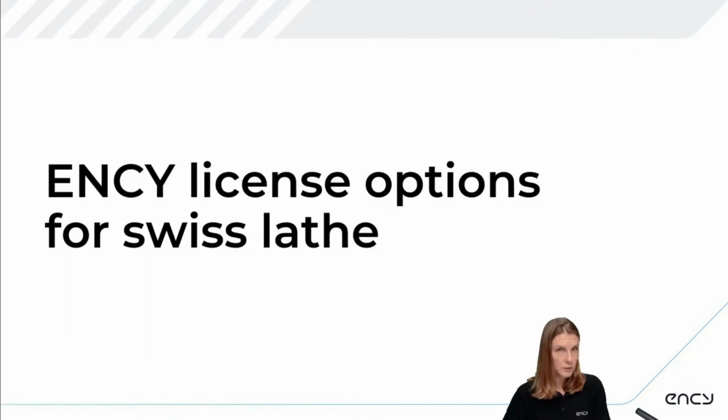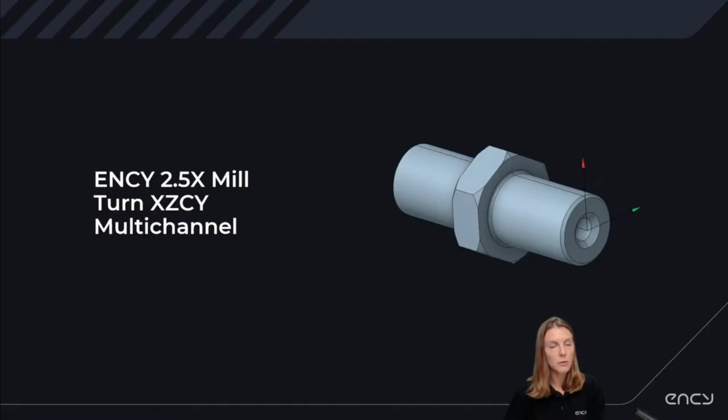With pretty interesting stuff, which is ENCY license options. What we need to have in ENCY license to be capable to program Swiss lathe. It's interesting because it depends mostly not on the machine, but on the part that you're going to machine. The first one that we have seen with you today is really a simple part. And in ENCY license configuration, you will need only the basic milling license plus option for turning and multi-channel synchronization. This is the license for simple parts.